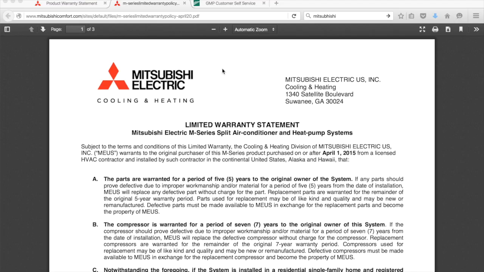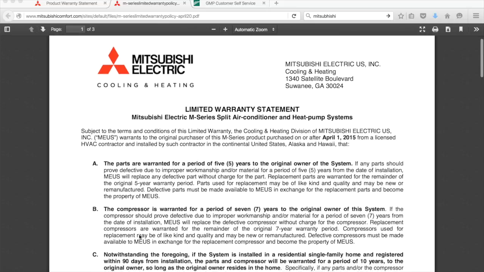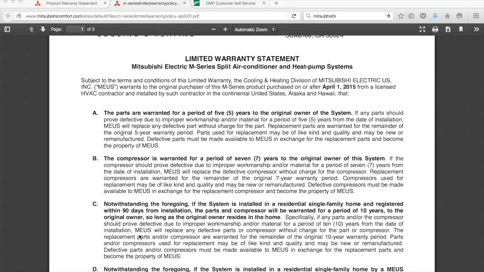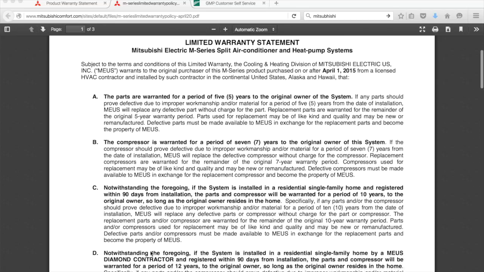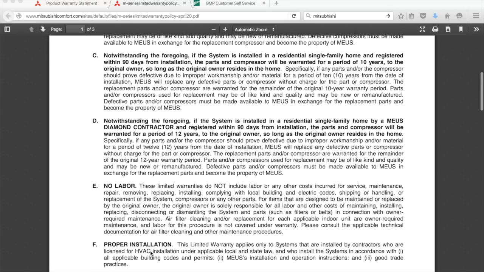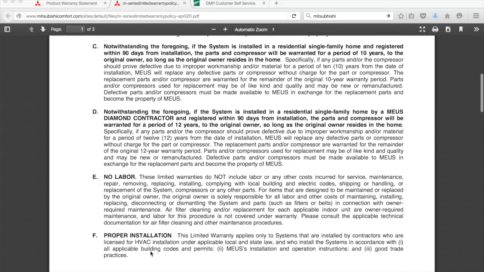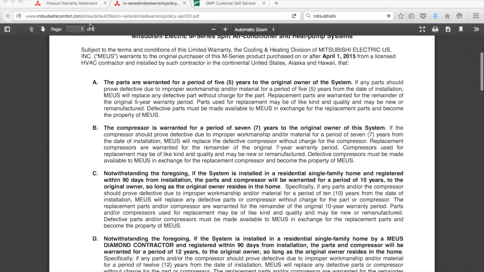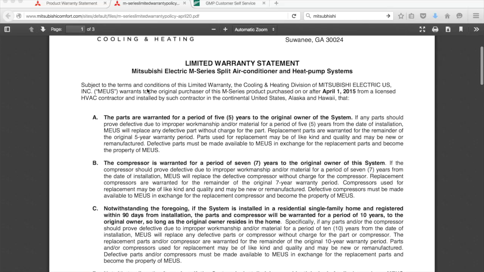Okay, I'm on Mitsubishi's limited warranty statement page here for heat pumps. If you check out section A and B here, if a heat pump is installed by a regular HVAC contractor, you get a 5 and 7 year warranty on the respective parts here. And if you go with one of their diamond contractors, you get an extended warranty, which is good on parts for 12 years.